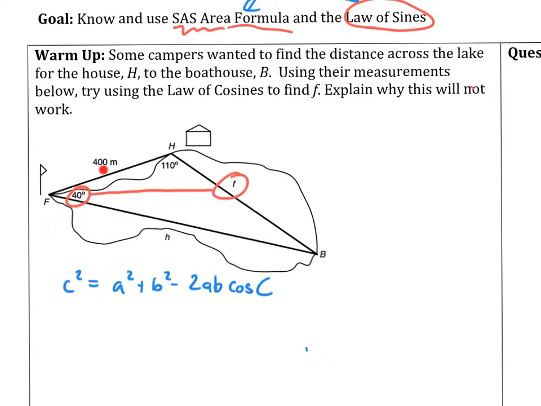So here's the situation. The campers measured the distance from a flag to this house. They measured the angle for a line of sight to the boathouse over here. And they know this angle from the flag to the boathouse as well. So the question, of course, is, can we find out what F is there?